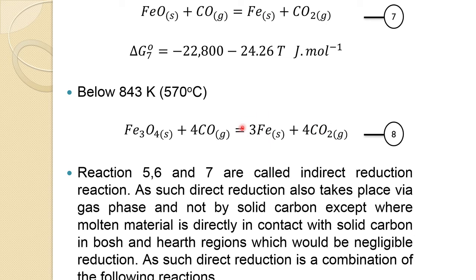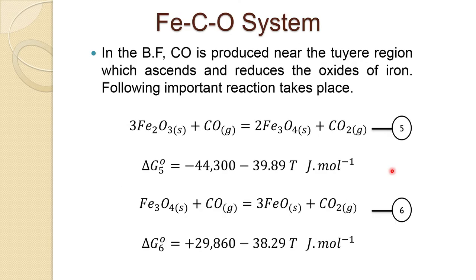In fact, some of the iron fissure has been found in the upper zone of the blast furnace. So, this reaction also sometimes occurs below 843 Kelvin. Reactions 5, 6 and 7 are called indirect reduction reactions. So, you can see they are getting indirectly reduced by CO.